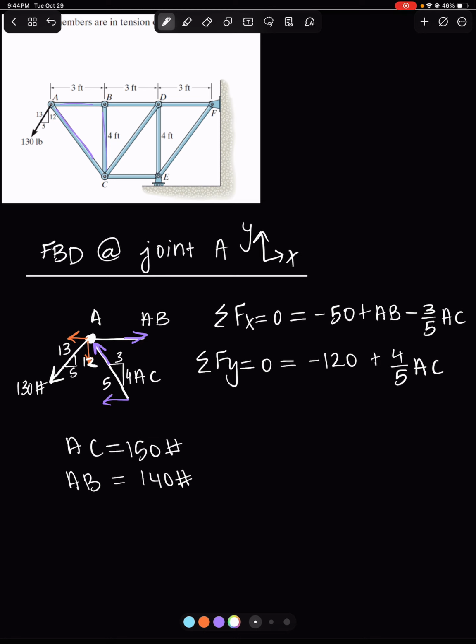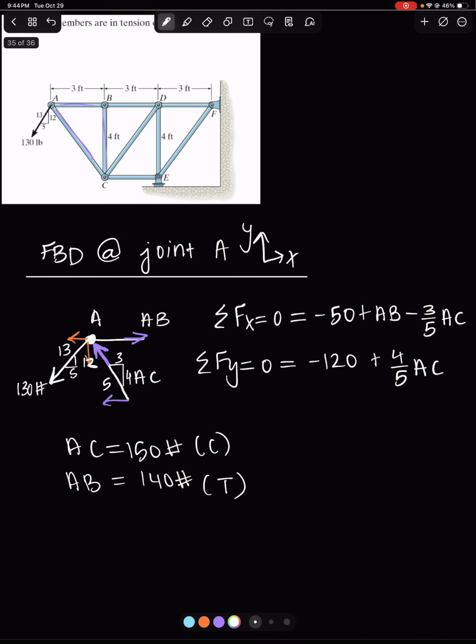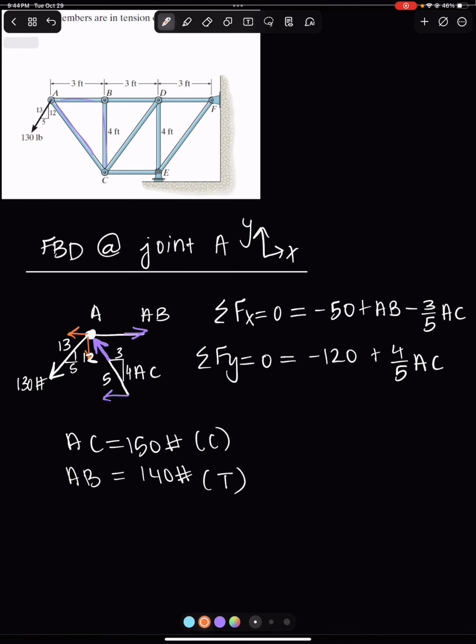It also asked if the forces were tensive or compressive. Looking at this, we see that AC is pushing in on the joint. It's compressing the joint. Think of it as CPR. You're doing compressions. You're pushing in. So AC is a compressive force, and AB is tugging on the joint, pulling away, so it's tensive. Alright, I'm going to go ahead and check these off. We have found AB and we have found AC.